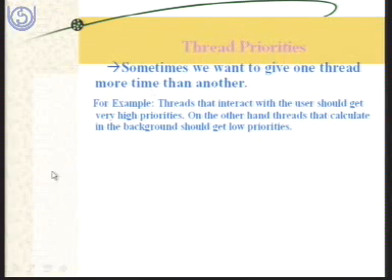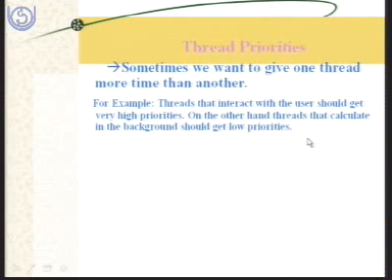Now, thread priority. If you have multiple threads in your program running independently, but at the same time you need certain threads to get more chance to execute, or some threads to be given more priority than other threads. This situation arises, for example, when threads that interact with the user should be given higher priority, and threads handling calculations in the background should be given low priority.